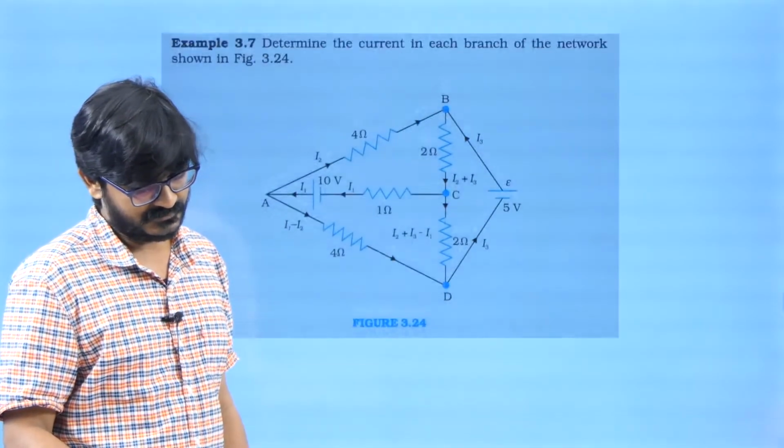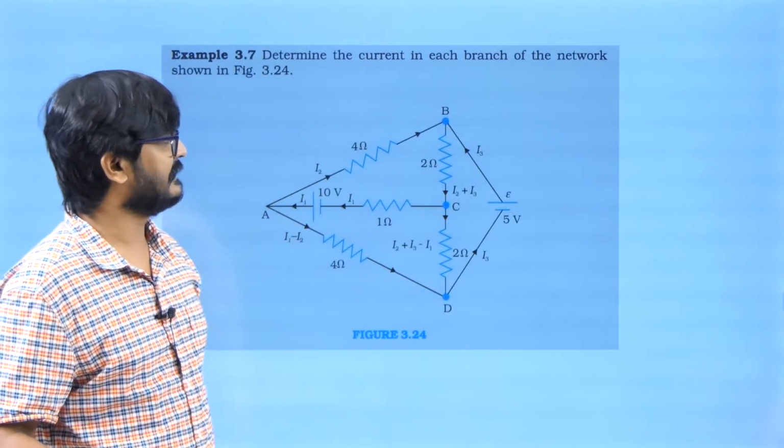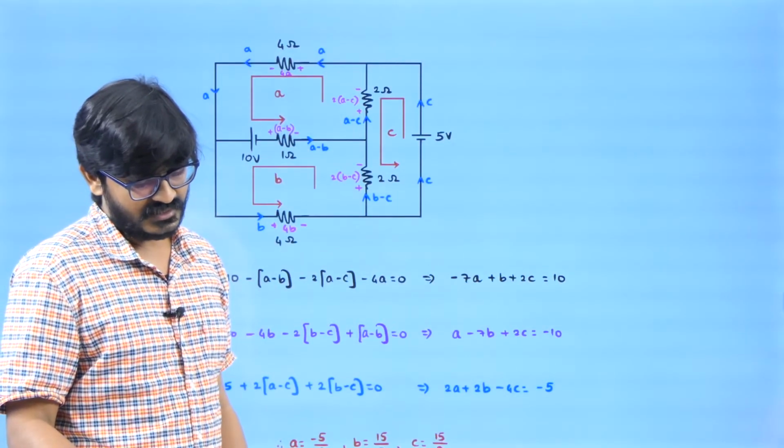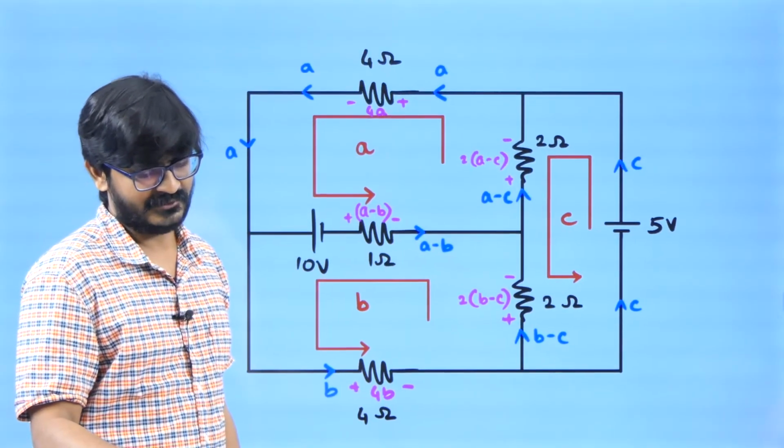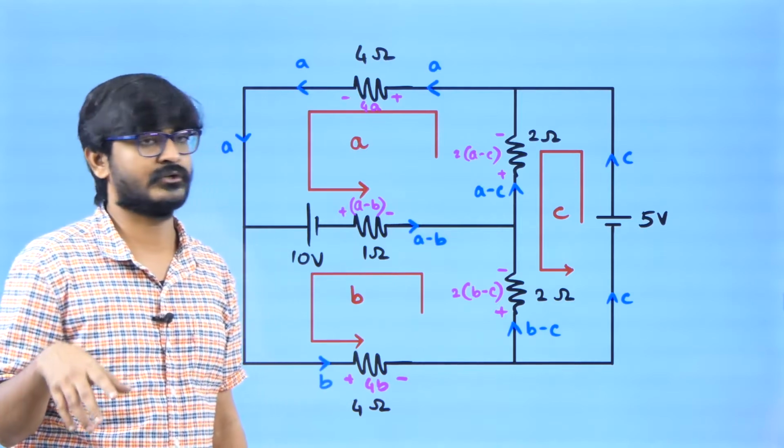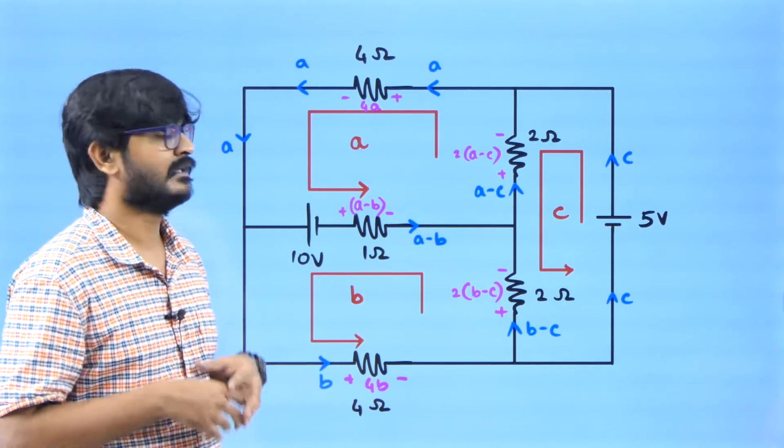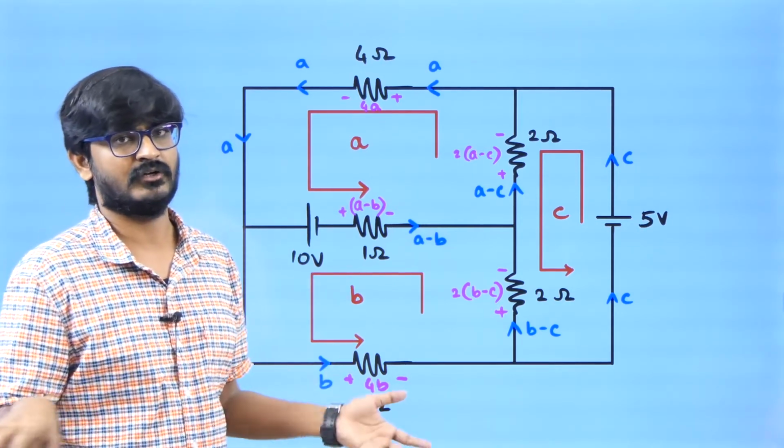Now this question is from NCERT. Determine the currents in each branch. Now I'm just going to show you the final option. When you don't know what to do, the final option is KVL. By KVL you can get answers for almost all the questions.